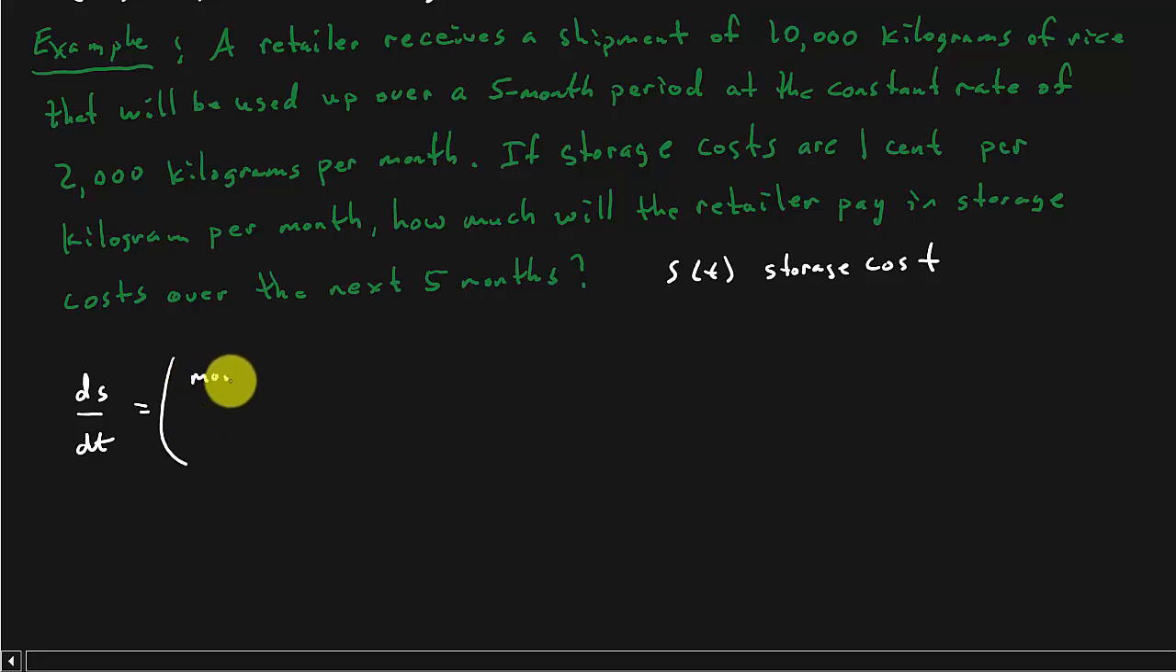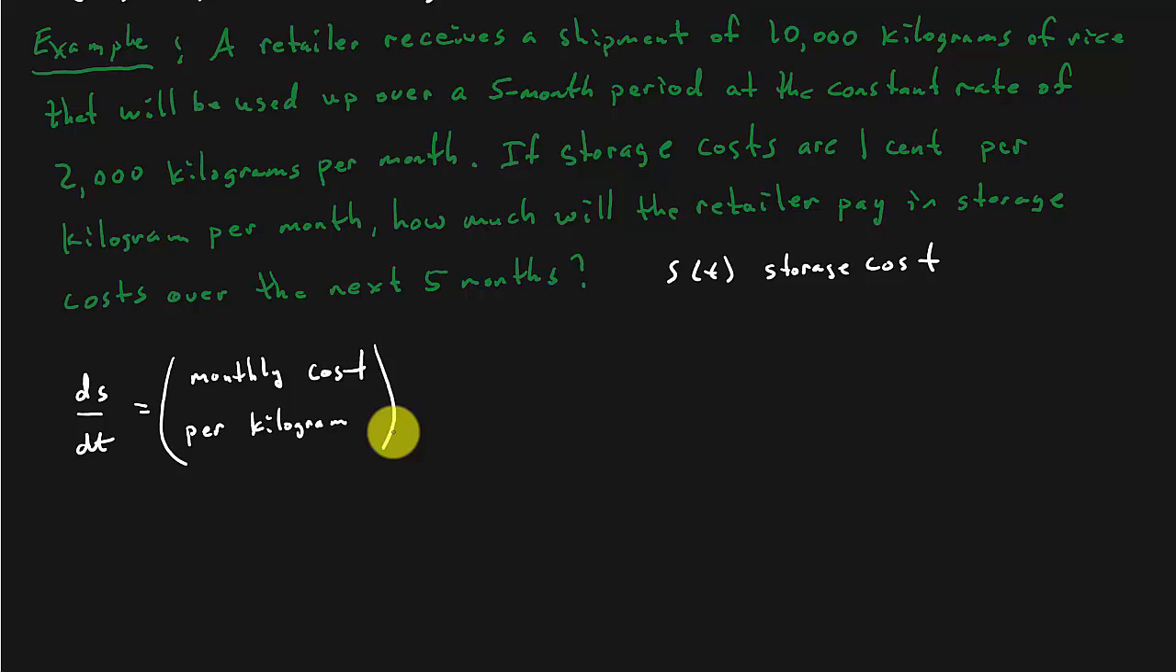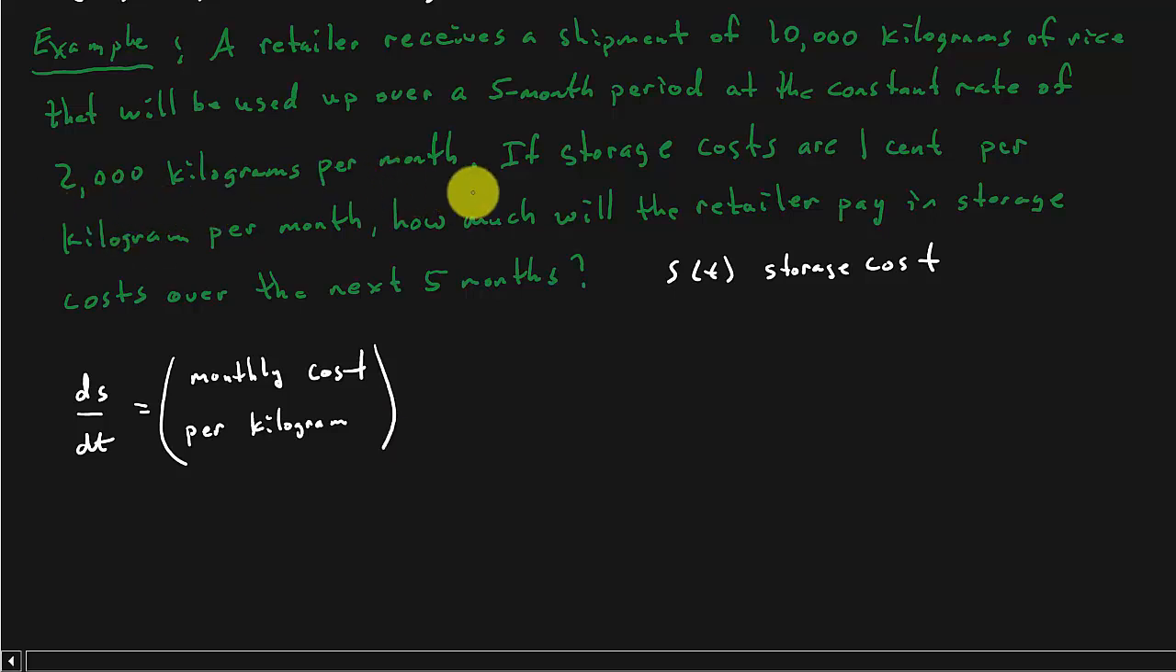So it's going to be the monthly cost per kilogram, and we know it's the monthly cost per kilogram times the number of kilograms. Well, the number of kilograms is changing every month, right? And then that's going to be times the number of kilograms.